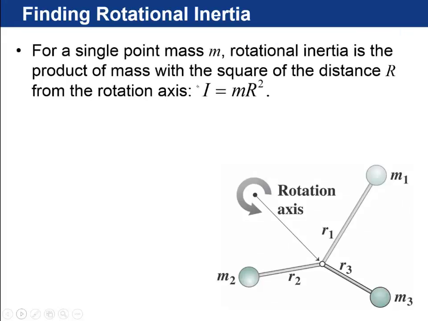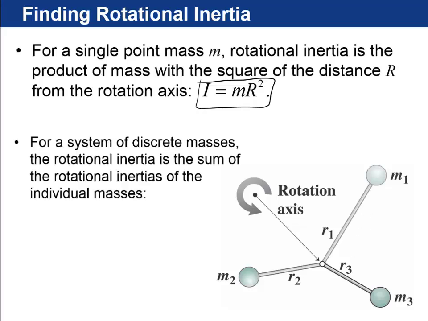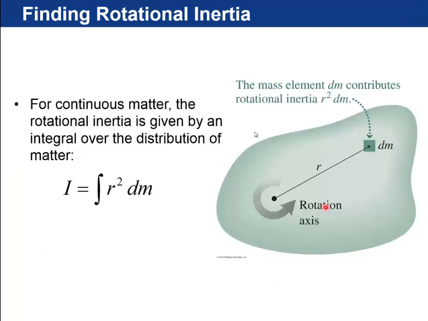Okay, so finding rotational inertia, it turns out the rotational inertia of a particle of mass m, a distance r away from the axis, is m times r squared. If you have several particles like this, m1, m2, m3, then you sum up over all the individual particles: m1 times r1 squared plus m2 times r2 squared plus m3 times r3 squared.